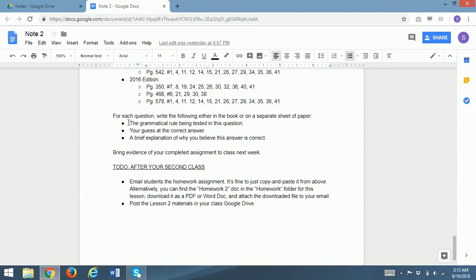And for each question, as last week, students should write down the grammatical rule being tested, their guess at the answer, and an explanation of why they think it's correct. Having them do this in the homework and the activities and the games, I really think this is how you need to approach the grammar section if you want to get a high score. And then tell them to bring evidence of the assignment next week, of course.